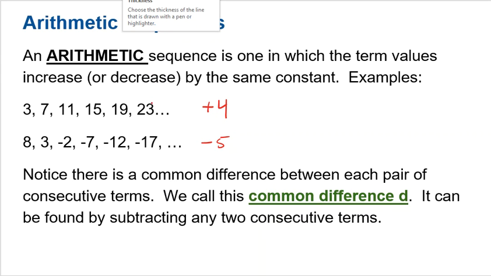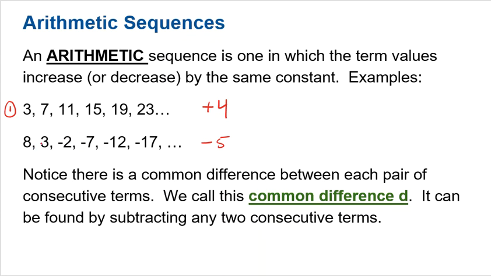Now, notice that there is a common difference between each pair of consecutive terms. So if we go back to this first example here, 11 minus 7 is 4, 15 minus 11 is 4, 19 minus 15 is 4, 23 minus 19 is 4. If you subtract any term by the one previous to it, you will always get that common difference. In this other example, 3 minus 8 is negative 5, negative 2 minus 3 is negative 5, negative 7 minus negative 2 is negative 5.